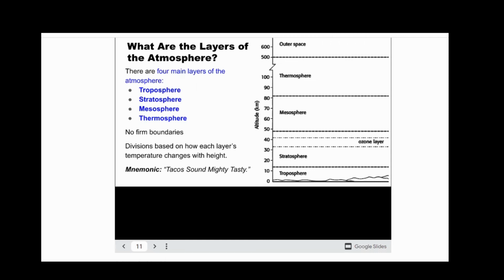So if you were to assign colors, if the troposphere is red and the stratosphere is white, the border in between them would kind of be a pink area. If you're a mnemonic person, you can use tacos sound mighty tasty. I am not a huge fan of mnemonics with this one because the first and the last actually have the same letter to start with. For 4 things, it's just easier to memorize it. If you know them in order one way, you can recite them in order the other way as well.